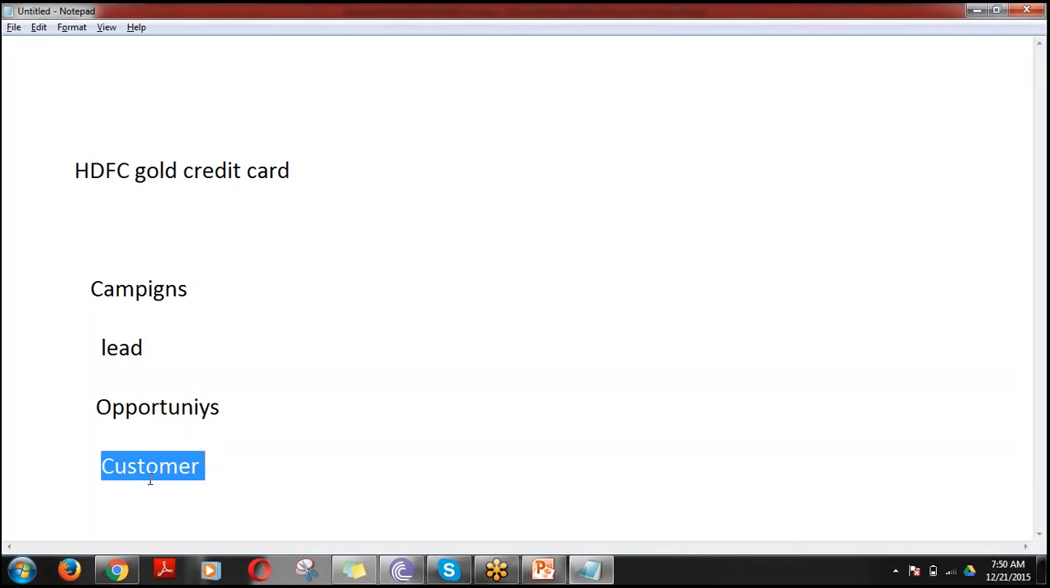So what is this enhancing the existing relation? Enhancing the existing relation is nothing but I am trying to get more business from the existing customer. Remember this point, guys. Got it?